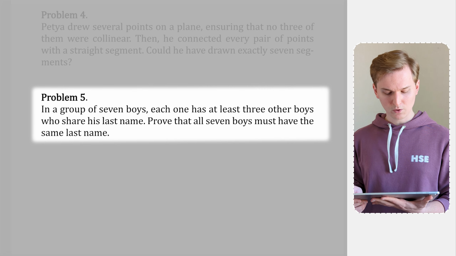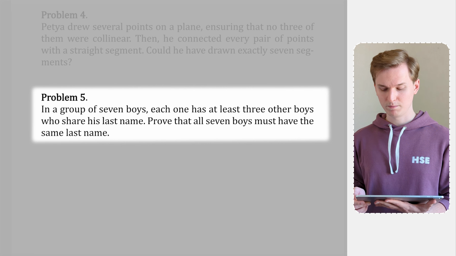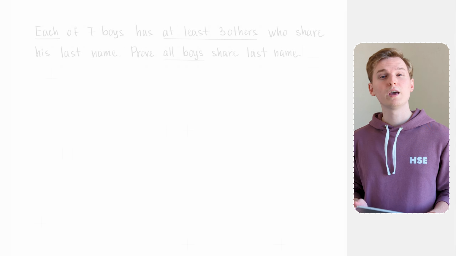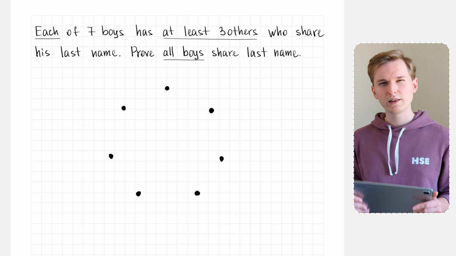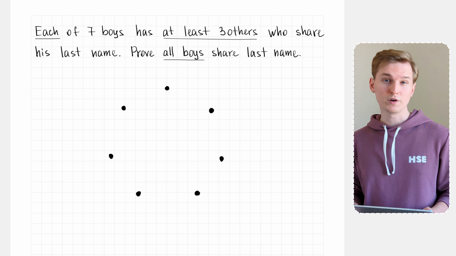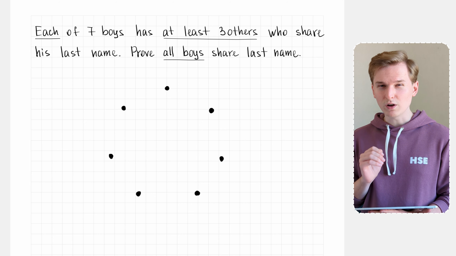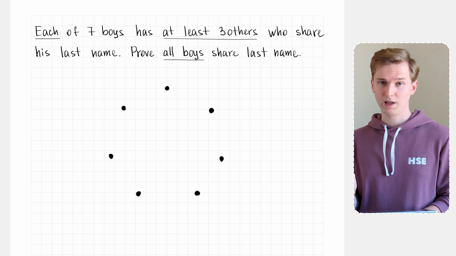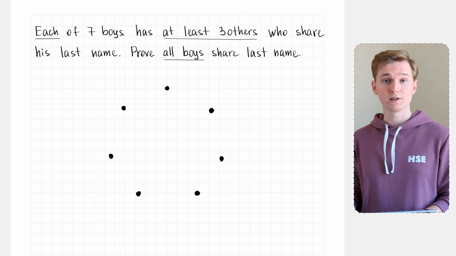In a group of 7 boys, each has at least 3 others who share his last name. Prove that all 7 boys have the same last name. Here, let's represent each boy as a vertex in a graph and connect 2 vertices if the boys share a last name. Now, assume for contradiction that not all boys share the same last name. That means there are at least 2 boys with different last names.